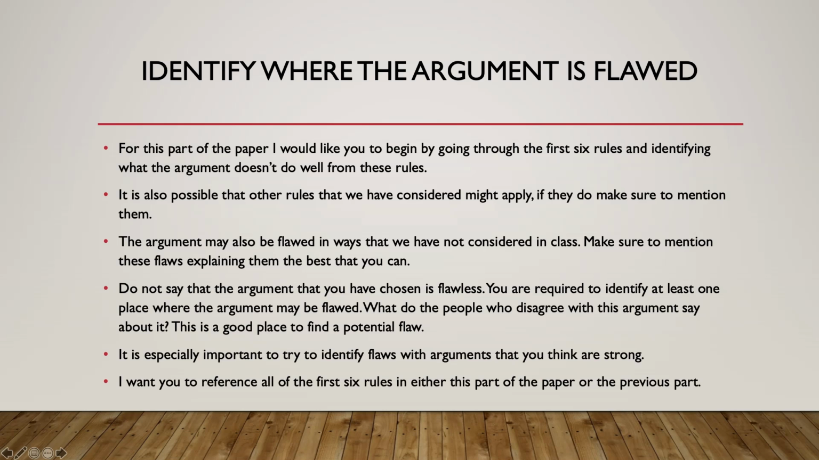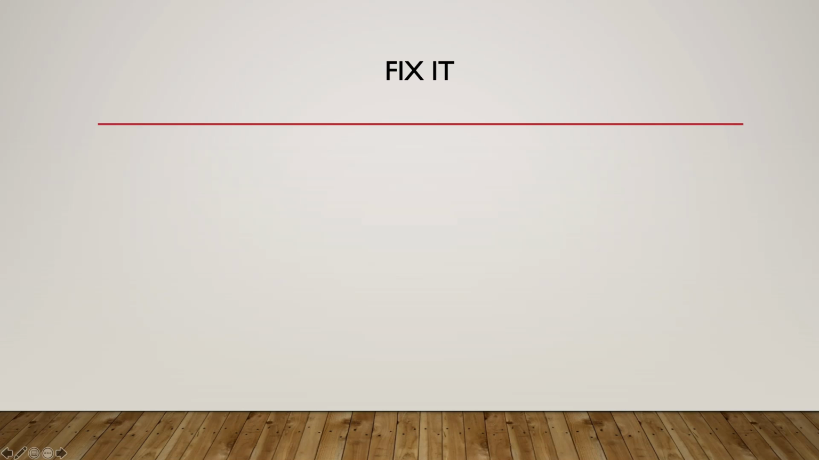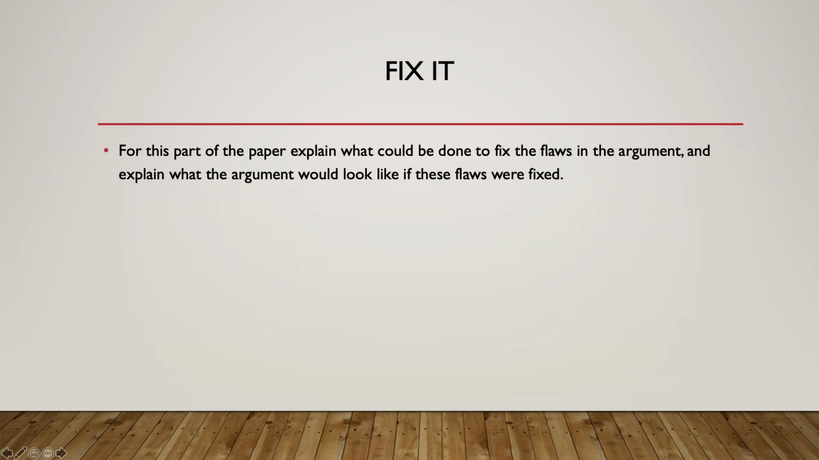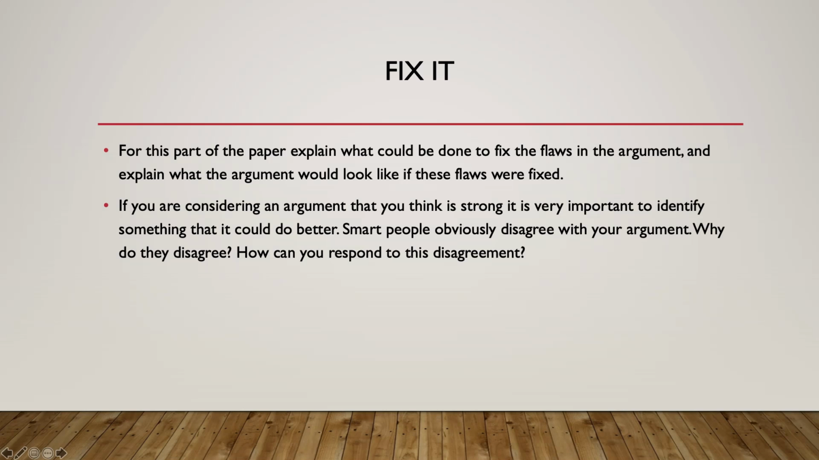And I want you to reference all of the first 6 rules again in either this part of the paper or in the previous part. All right. Now, next, for this part of the paper, I want you to explain what could be done to fix the flaws in the argument and explain what the argument would look like if these flaws were fixed. If you're considering an argument that you think is strong, it's important to identify something that could be done better, right? Smart people obviously disagree with your argument, okay? But why do they disagree? And how can you respond to this disagreement?